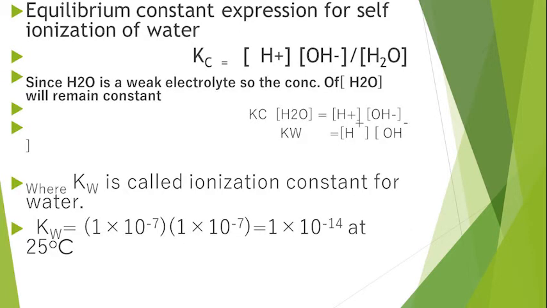Equilibrium constant expression for self-ionization of water. Dear students, we can write the equilibrium constant expression with the help of the given equation, in which we have H⁺ ion and OH⁻ ion on the product side and H2O on the reactant side. After writing the equation, we can see that Kc equals the product of the concentration of products divided by the concentration of reactants. Here you see the square brackets. Square brackets show the concentration sign.